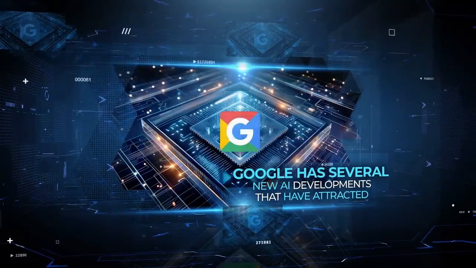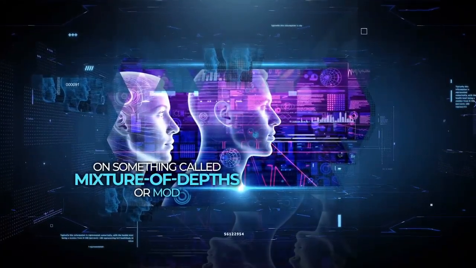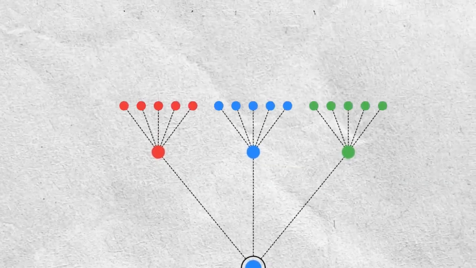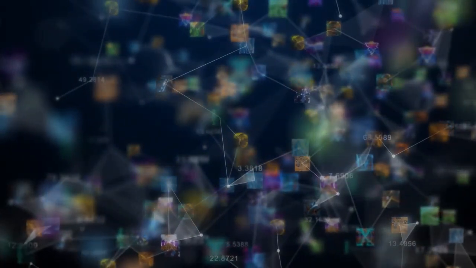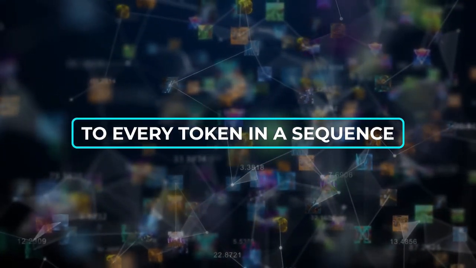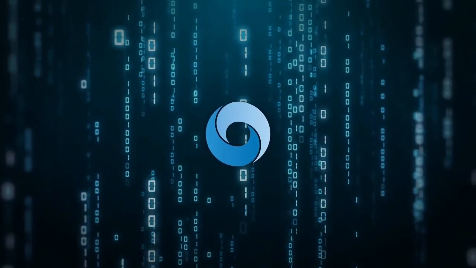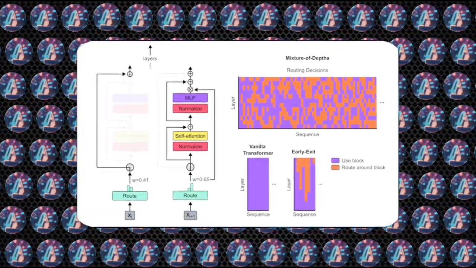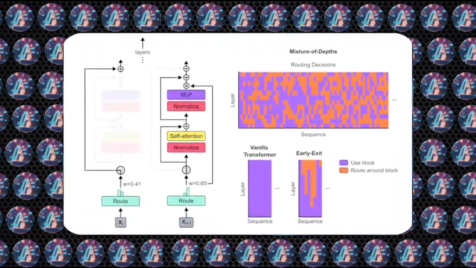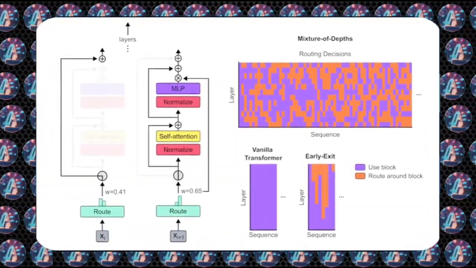Google has recently introduced several groundbreaking AI advancements, with one of the most notable being Mixture of Depths, MOD. This innovation tackles a major inefficiency in transformer-based language models, where every token in a sequence receives the same amount of computational power. Researchers at Google DeepMind have demonstrated that computational effort can be allocated dynamically. Certain tokens undergo the intensive self-attention and MLP computations, while others bypass these processes using a residual connection.